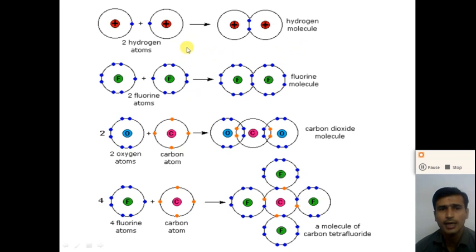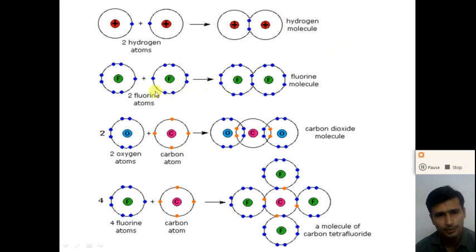First one is the hydrogen molecule, right? In the hydrogen atom, the nucleus is there, the positive charge is at the nucleus, and one electron is revolving around the nucleus. So in the hydrogen atom, there is only one electron in the outermost orbit. Similarly, in another hydrogen atom, one electron is in the outermost orbit. So by sharing the one electron of the two hydrogen atoms, it forms a covalent bond between the two hydrogen atoms and the hydrogen molecule forms, right?